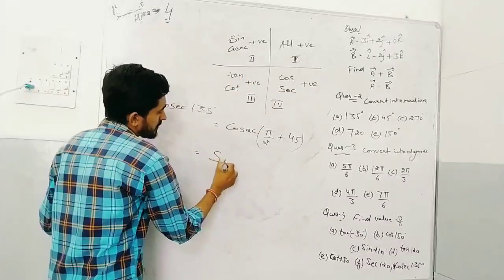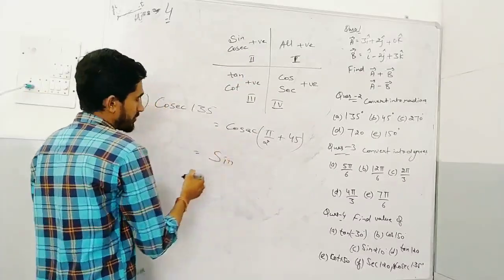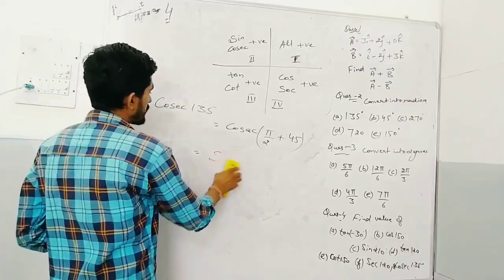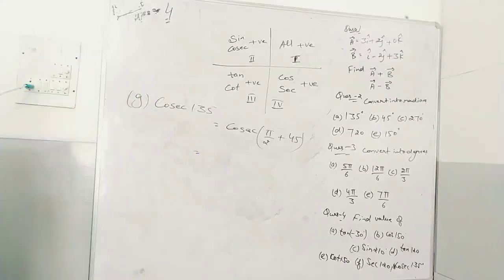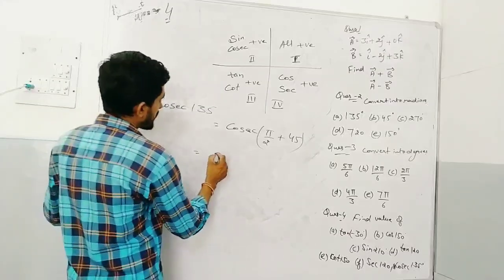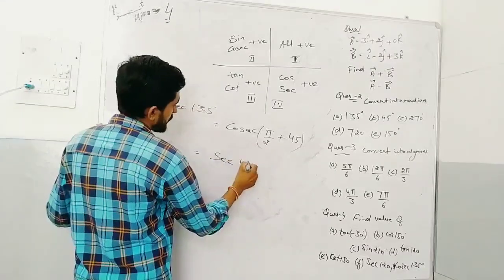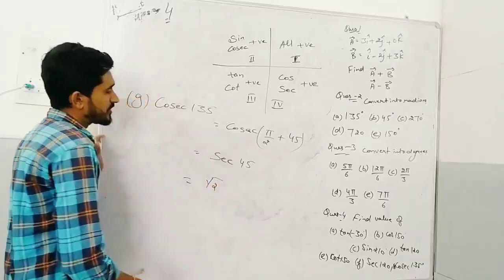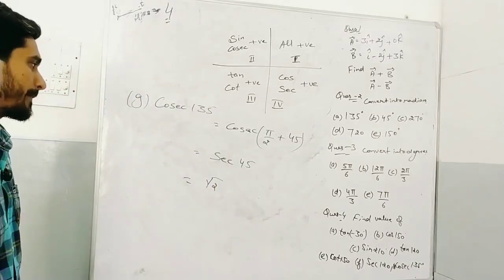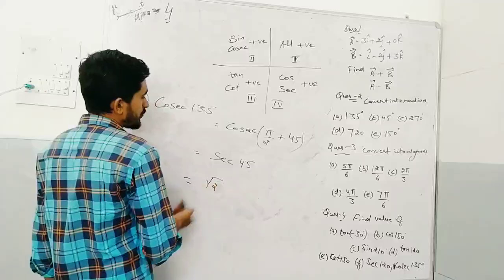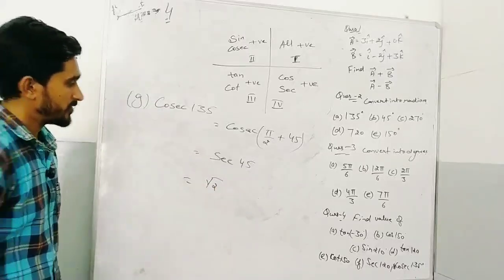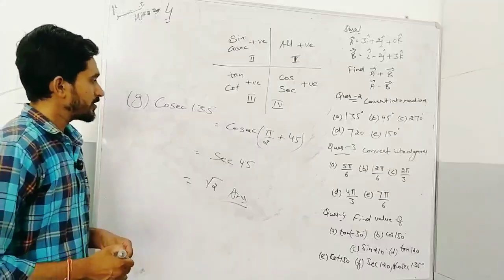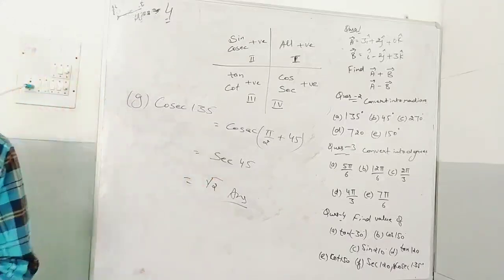Then cosecant changes into secant 45. And what does secant 45 say? Root 2. Secant 45 says root 2. This is the value of G part. This is my answer for the fourth question. Here 4 questions are completed.